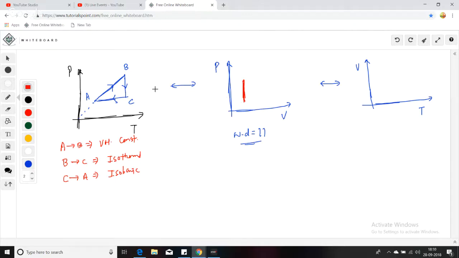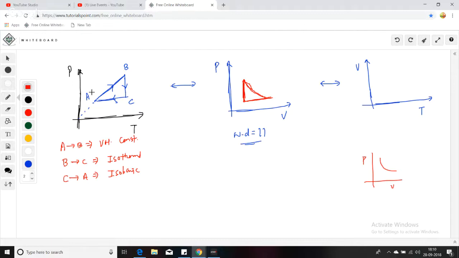Correct? Now, B to C is what? B to C is an isothermal process. So for a PV graph, for an isothermal process, we know the graph goes like this. For Boyle's law, we must have done this, no? The graph of PV is like this in Boyle's law, constant temperature. Now the C to A graph is isobaric. Isobaric means pressure constant, so the constant pressure graph will be like this.